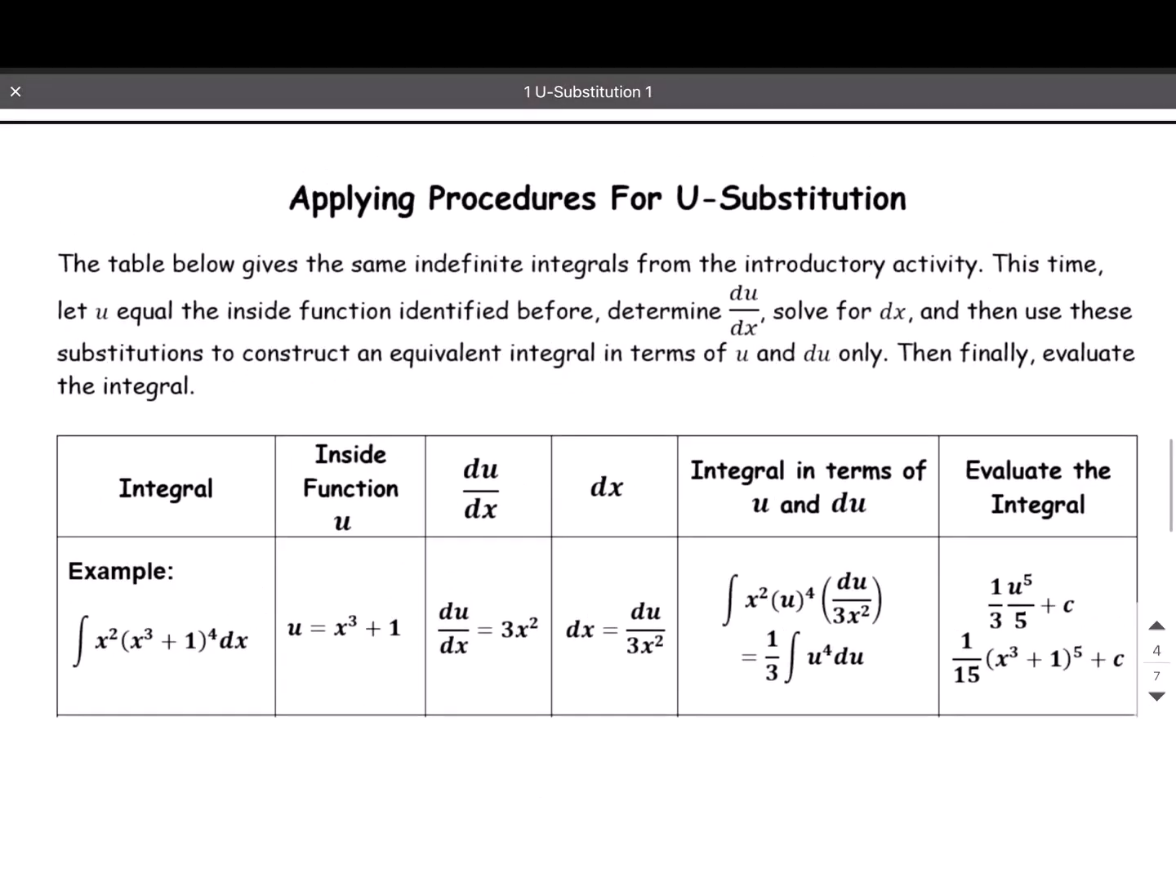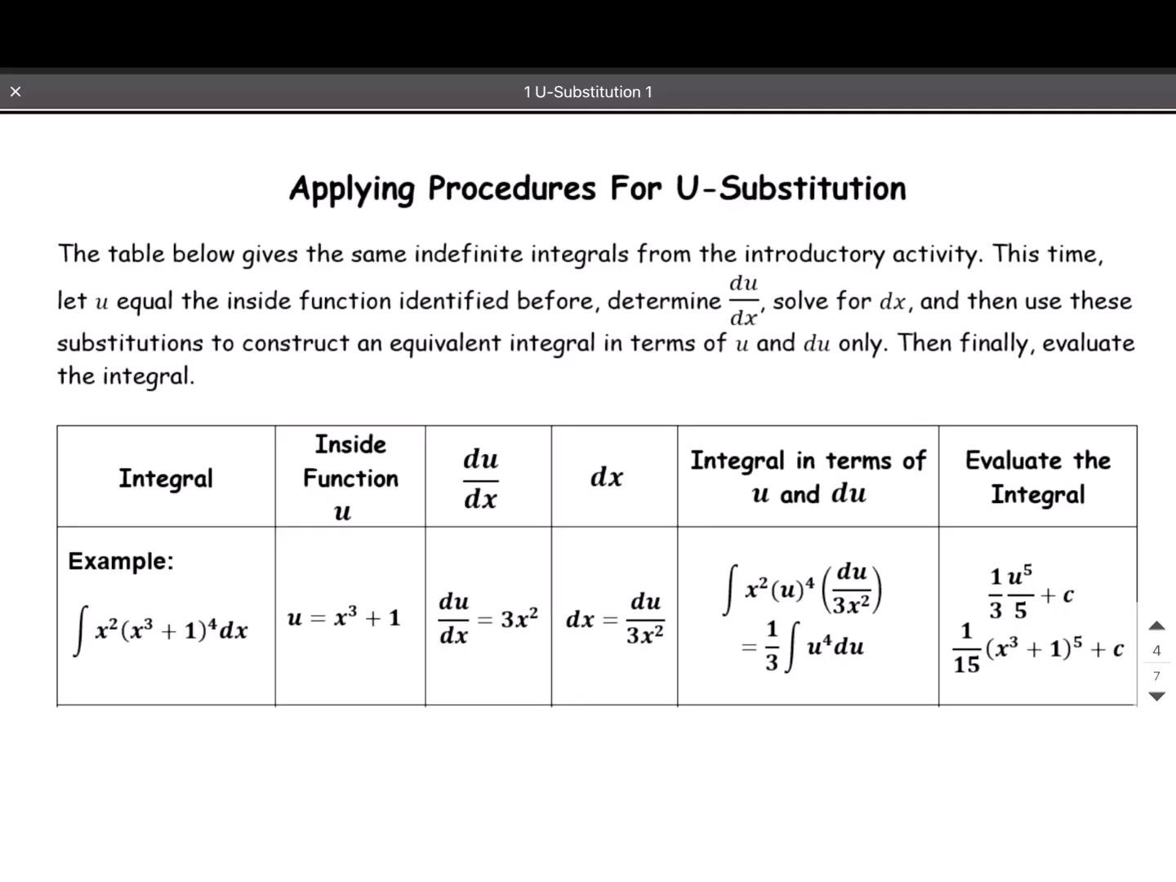Okay, now we're actually ready to look at how a U substitution works. So here's an example for us already. It's the integral of x squared times (x cubed plus 1) to the 4th dx. So we let the inside function x cubed plus 1 be our U. Now if we take the derivative of U with respect to x, that's du dx, and the derivative of x cubed plus 1 is 3x squared. Now, if we multiply both sides by dx, we'd have du equals 3x squared dx. And then if we divide by the 3x squared, we now have our dx equals du over 3x squared.